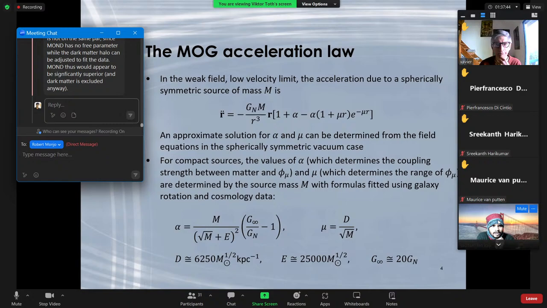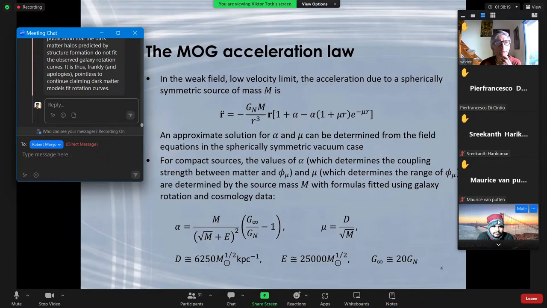All right. Pierre Francisco, so we have too much time. I had pretty much the same question as Xavier. My second question on MOG would be, does MOG include something like the external field effect, as in MOND, which could in principle be used to justify the apparently contradictory result on ultra-faint galaxies, dark matter dominated or without dark matter? How do you comment on that?